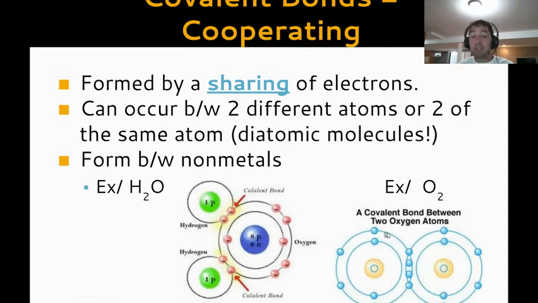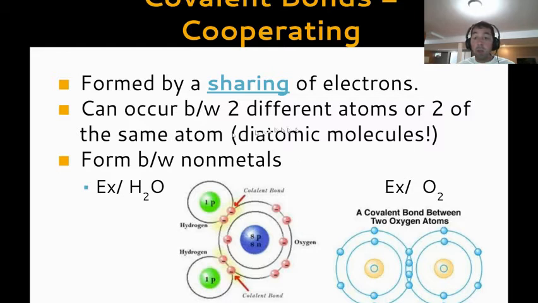Oxygen has 6 valence electrons, so each of these oxygens here are sharing 2 of their valence electrons with a different oxygen. So, for example, this electron here and this electron here belong to this oxygen. This electron here and this electron here belong to this oxygen. They're both sharing those 2 electrons, and so therefore they each have 2 extra electrons, which means they have 8. So, hooray, they have 8 valence electrons. They are happy. They are stable. Okay, so that's the purpose of covalent bonds, is to share valence electrons.